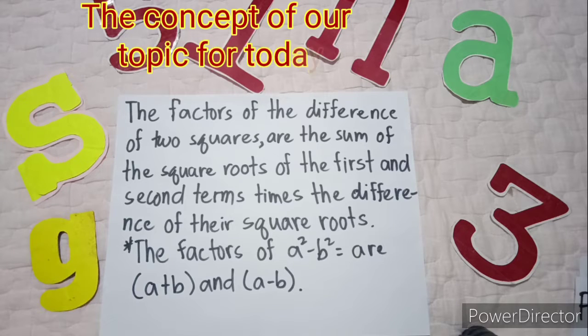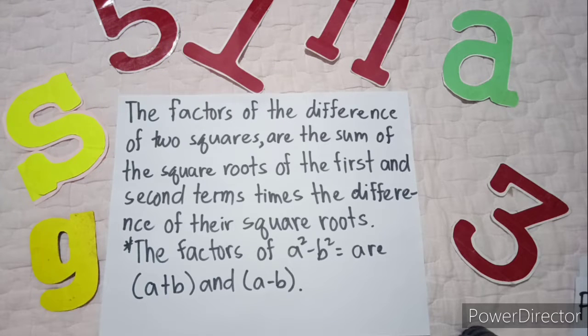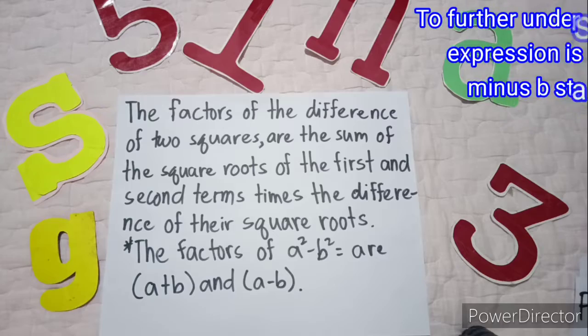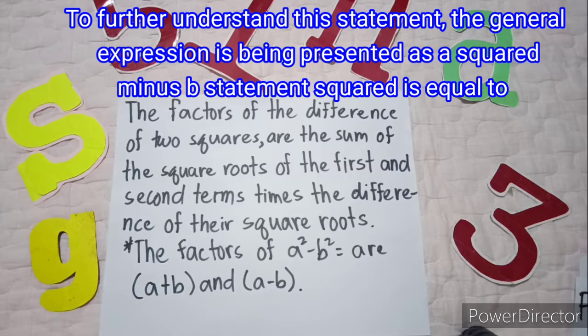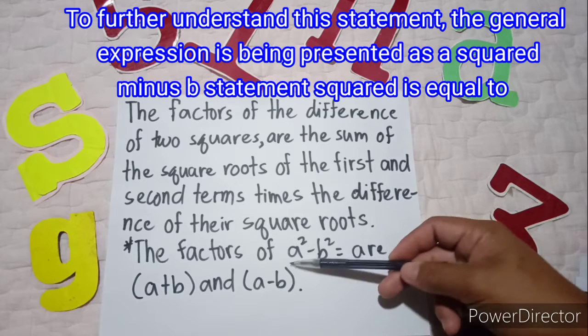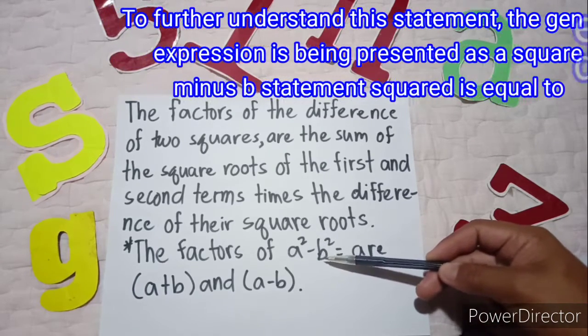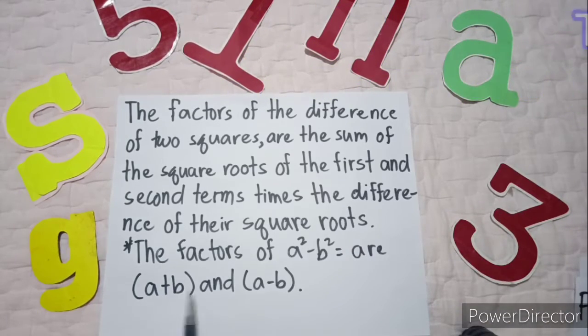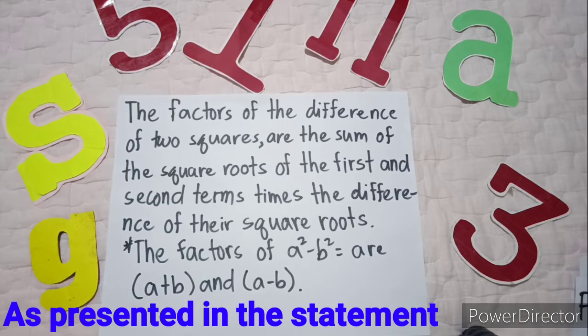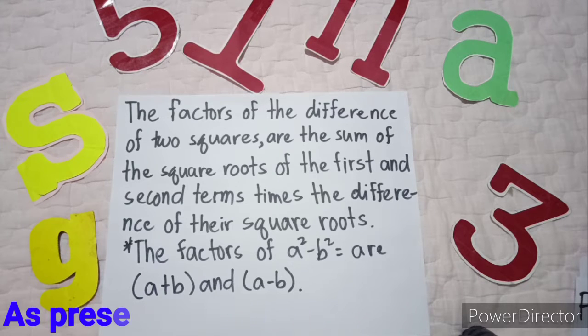The concept of our topic for today: the factors of the difference of two squares are the sum of the square roots of the first and second terms times the difference of the square roots. To further understand the statement, the general expression is presented as a squared minus b squared is equal to a plus b times a minus b, as presented in the statement.